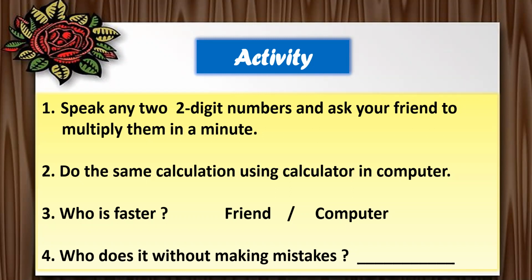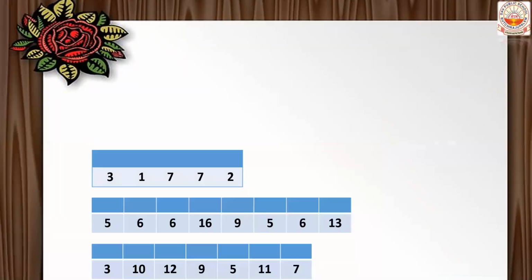Then now tell me, who is faster, children? Your friend or a computer? It is obviously a computer. Okay, children. Now, who does it without making mistakes? Who will not make mistakes, children? So it is a computer. Okay, children. Now, let us do one more activity.